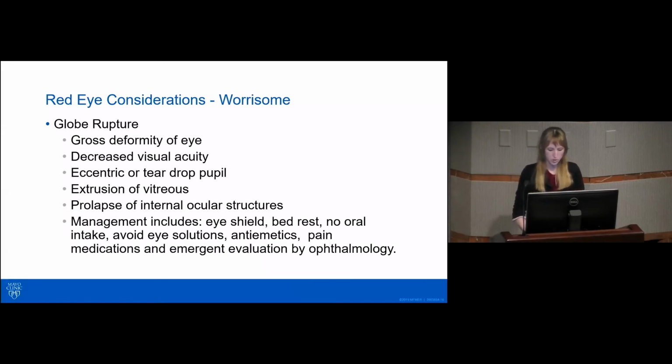A globe rupture is an open globe injury that can include penetration, perforation, or laceration. It results in gross deformity of the eye. Patients will experience decreased visual acuity. On exam, they can have an eccentric or teardrop-shaped pupil. It can result in extrusion of the vitreous humor. You can get a prolapse of internal ocular structures.